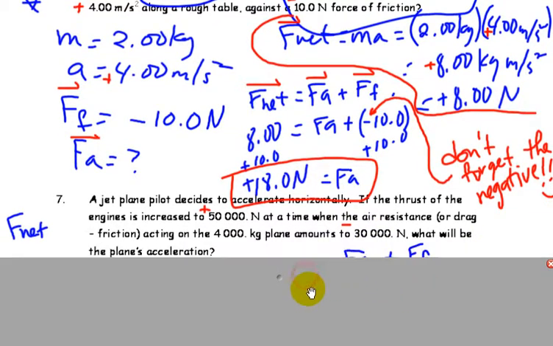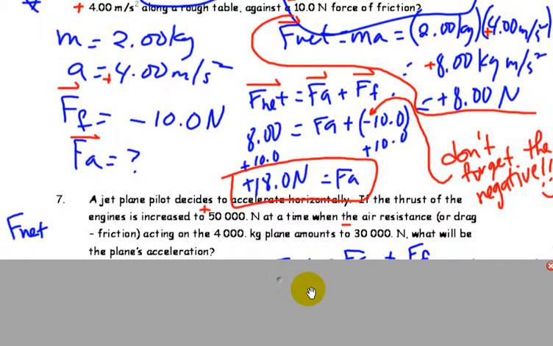Okay, let's see here. A jet plane pilot decides to accelerate horizontally. If the thrust of the engine is increased to plus 50,000 newtons at a time when air resistance acting on the 4,000 kilogram plane amounts to negative 30,000 newtons, what's the plane's acceleration?